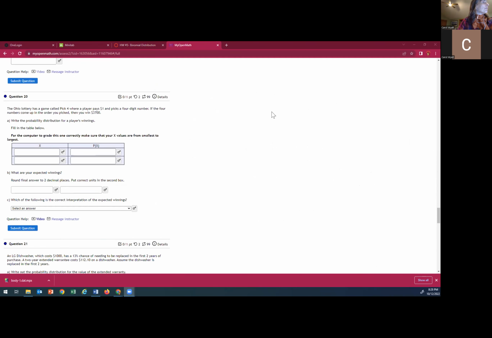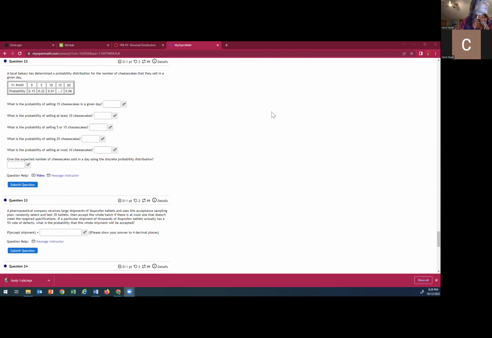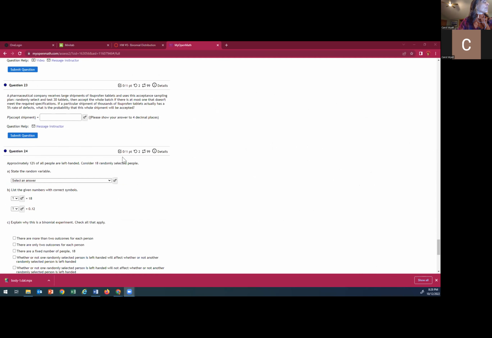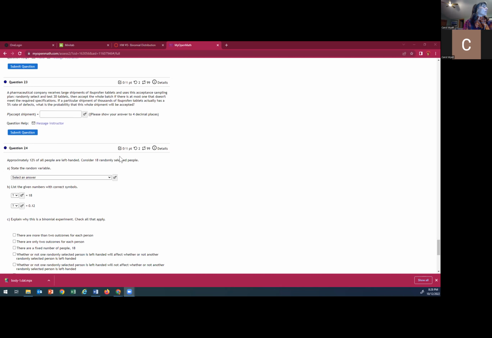Number 23. This says a pharmaceutical company receives large shipments of ibuprofen tablets and uses acceptance sampling. It takes a sample of 30 tablets and will accept the whole batch if there is at most one that doesn't meet the requirement. So you get to have one. Otherwise, no good.